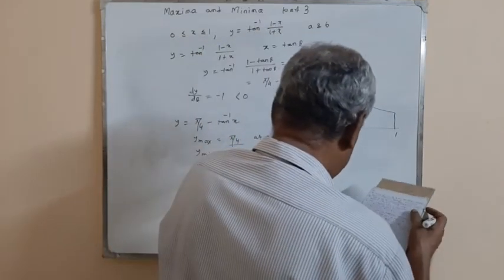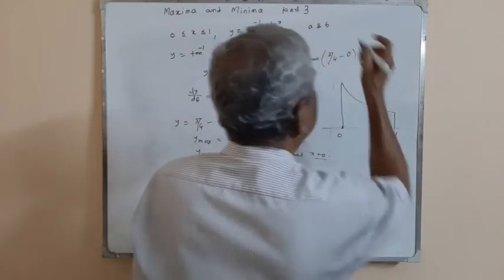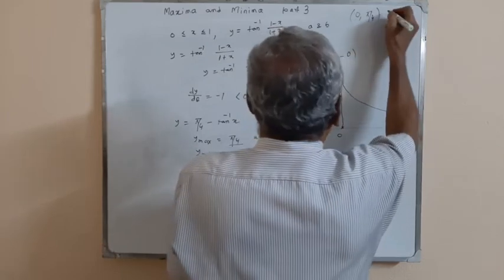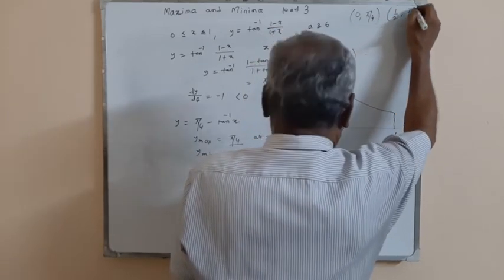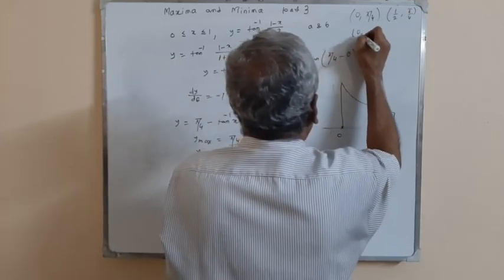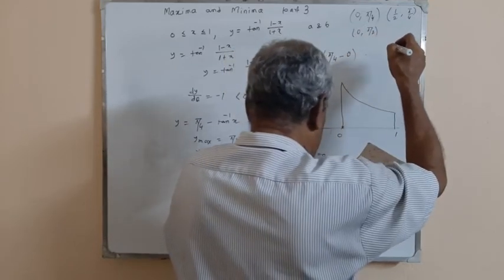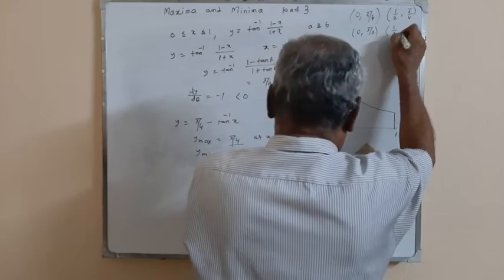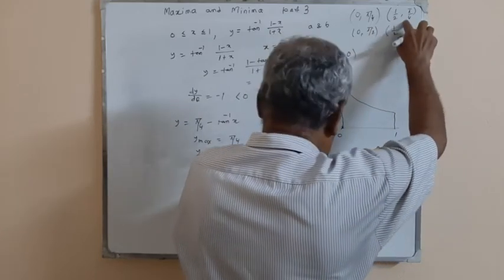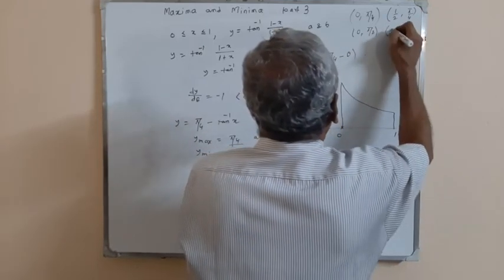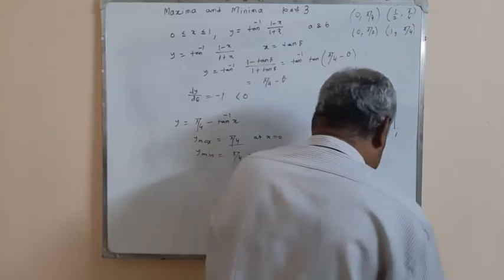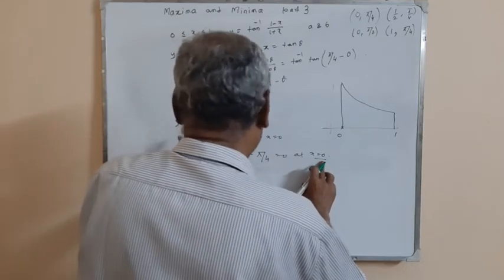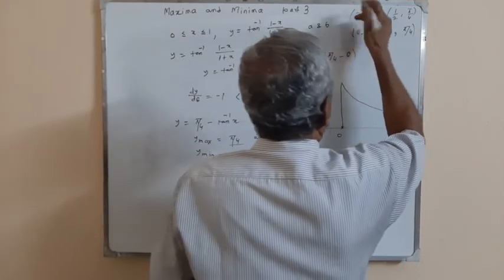The options are: 0, pi by 4; second, half, pi by 4; third one is 0, pi by 2; fourth one is 1, pi by 2. These are the options. Now, we get that the minimum is 0 and the maximum value is pi by 4. So 0 to pi by 4 is the correct option.